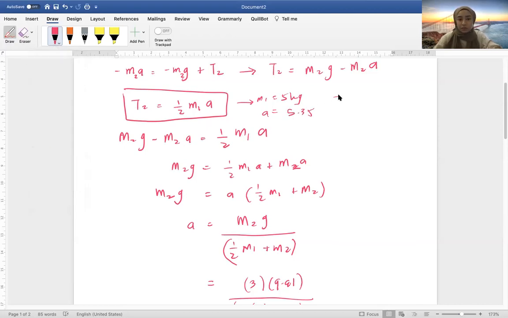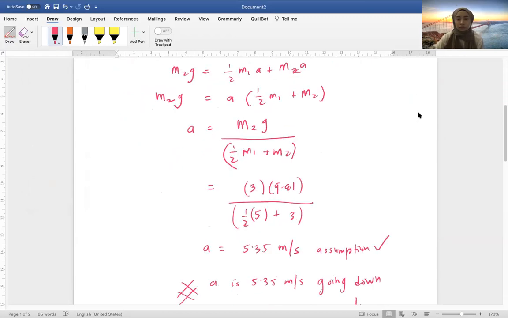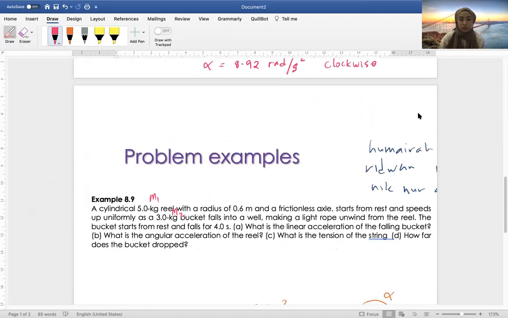Okay, so the answer for that will be tension 2 is equal to, did I calculate it? Yes, I did. It's 13.4 and the unit is a type of force, so it's a Newton. Okay, so that is your answer for T2. For C, tension is 13.4 newtons.